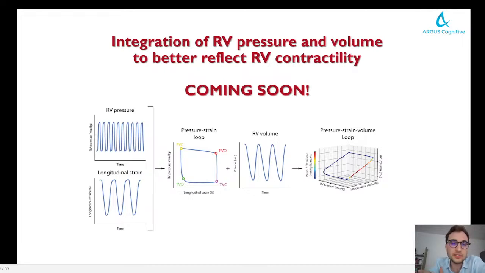We'd like to use a non-invasive method, so measuring or estimating the pressure curves using only the tricuspid regurgitation peak velocity. We have longitudinal strain curves by our method. Therefore, we can calculate pressure strain loops, and thinking forward, we can add the changes of right ventricular volume to this pressure strain loop. So adding the instantaneous volume change frame by frame, we can generate three-dimensional pressure strain volume loops.